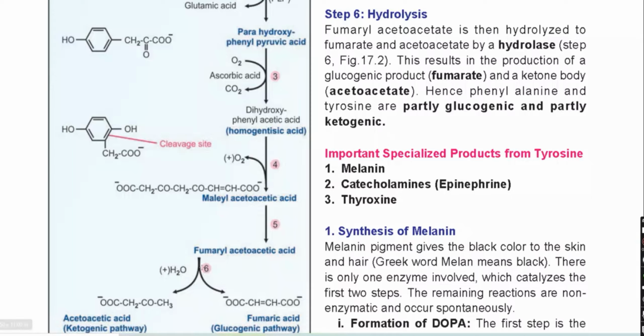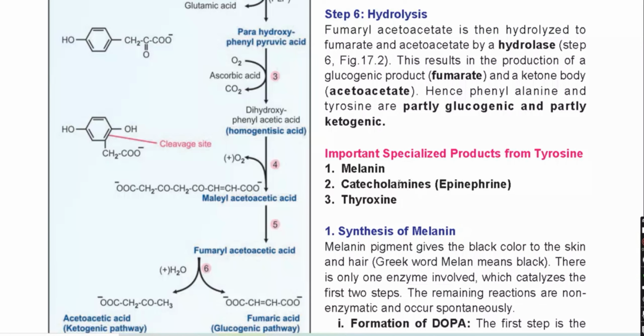Now, the important specialized products derived from tyrosine are, one of the important, melanin; second, catecholamines, that is epinephrine; and thyroxine, that is the hormone. One by one, we will discuss here. First, we will discuss melanin.